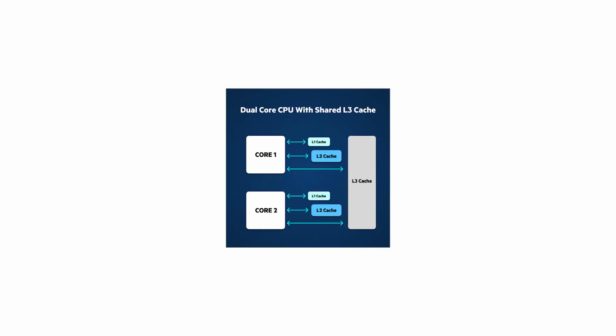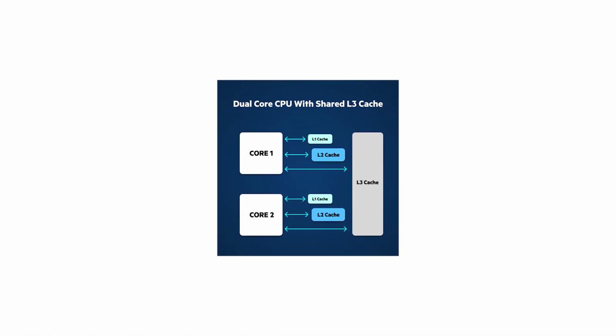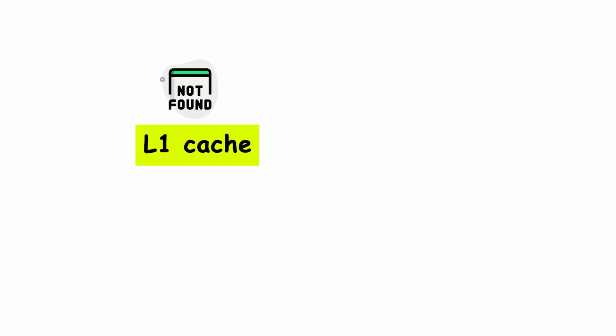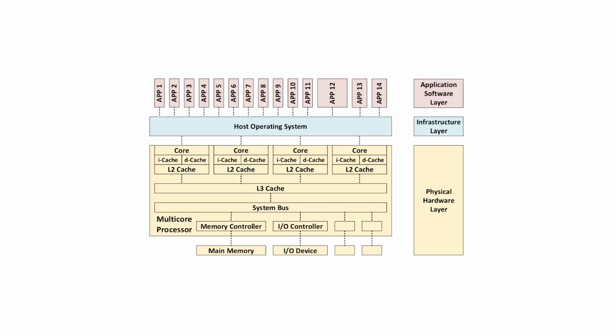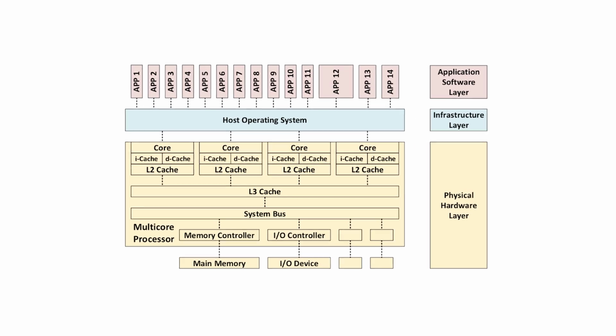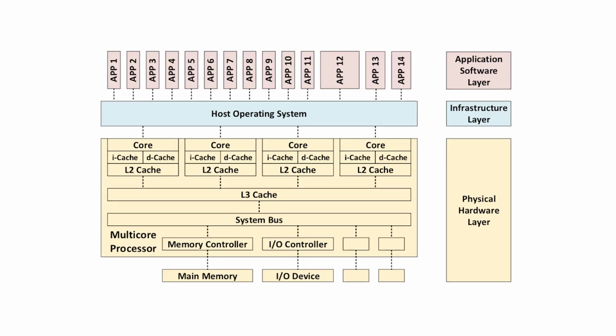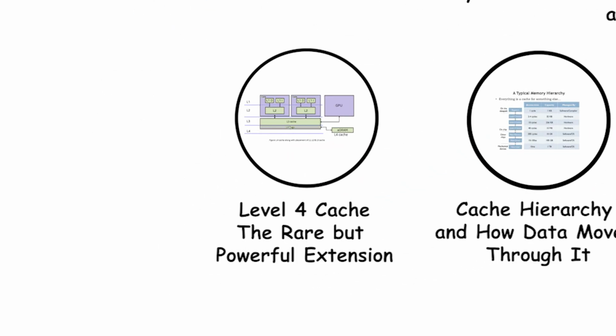In short, level 3 cache acts as a shared safety net for the entire CPU. If a core misses both level 1 and level 2, level 3 often saves the day before the request has to go all the way out to main memory. And in multi-core environments, it doubles as a communication bridge, keeping the team of cores in sync and reducing wasted effort. Level 4 cache. The rare but powerful extension.